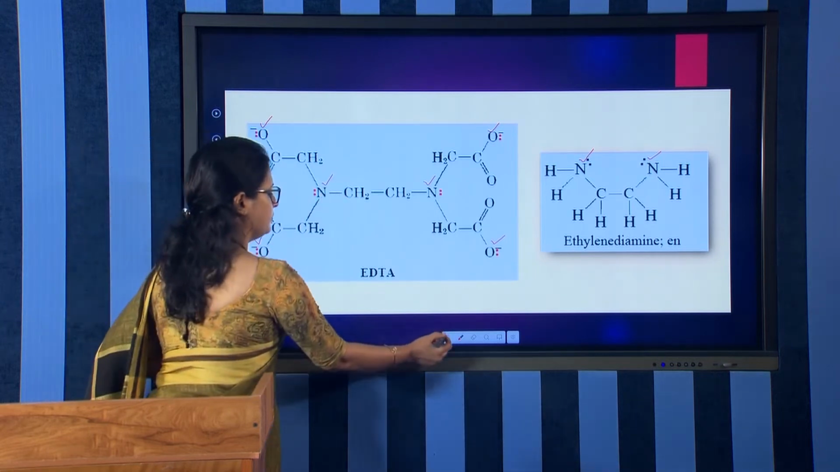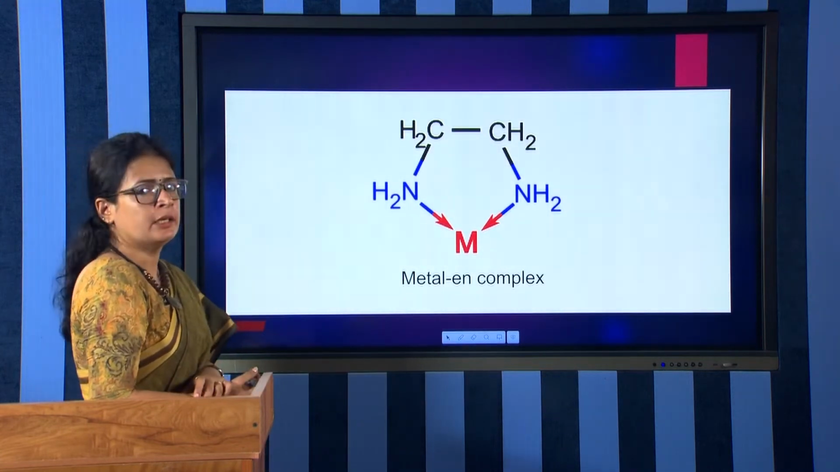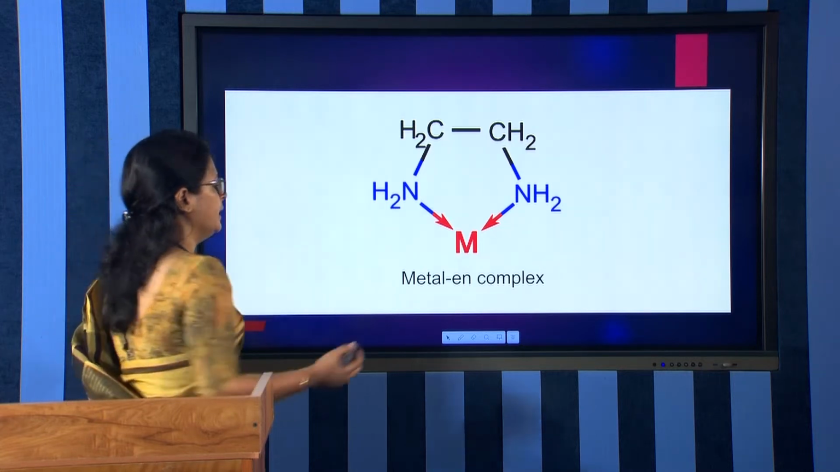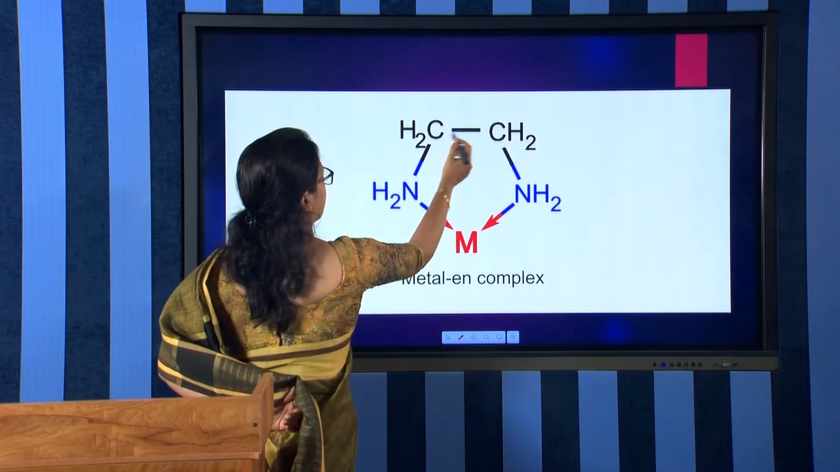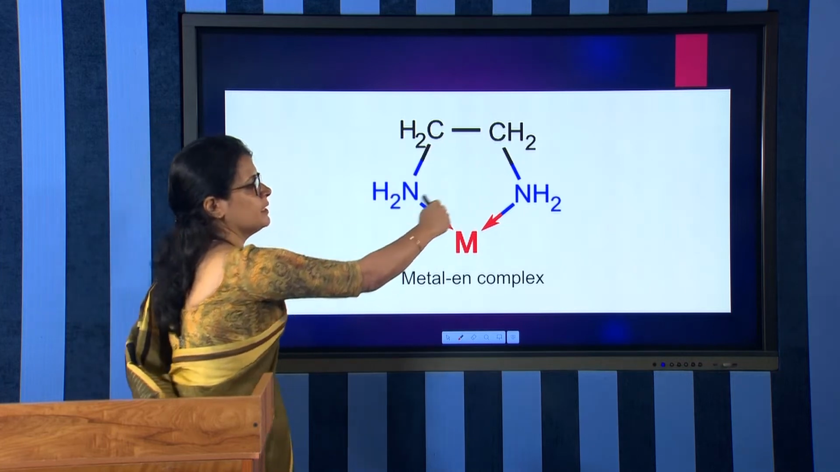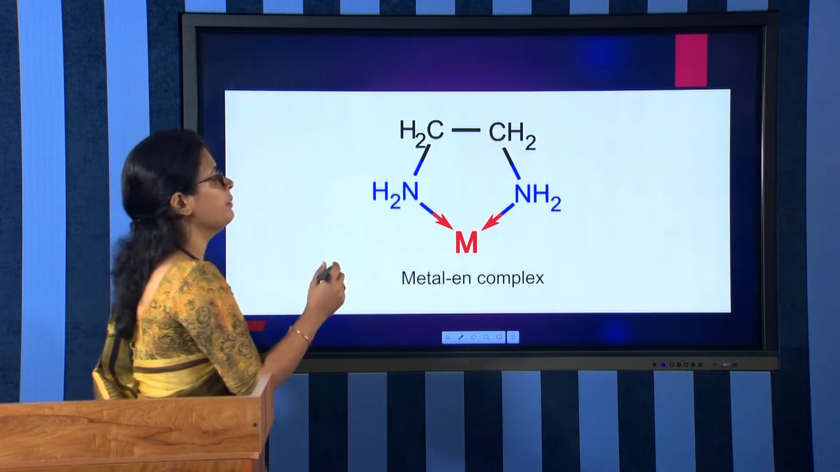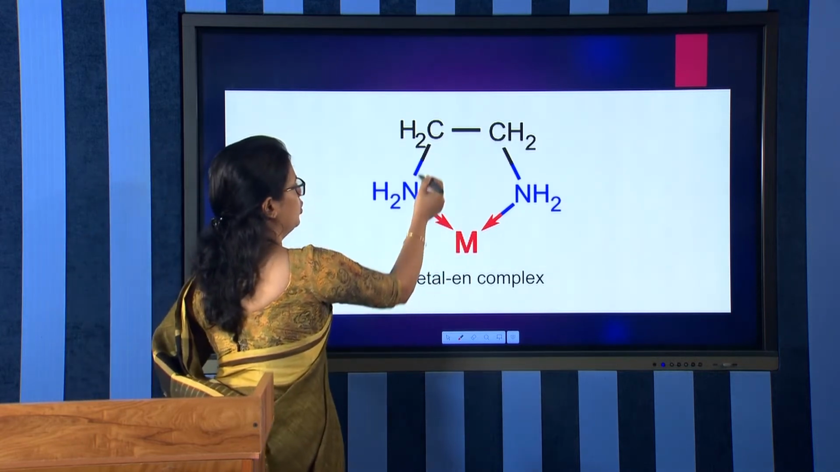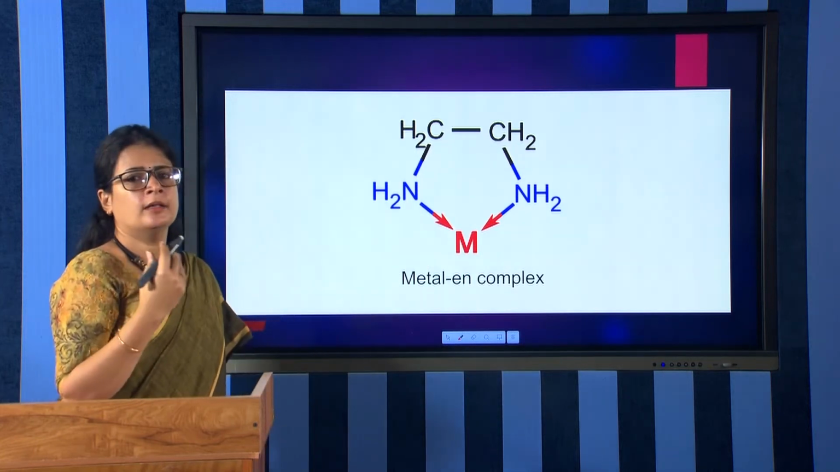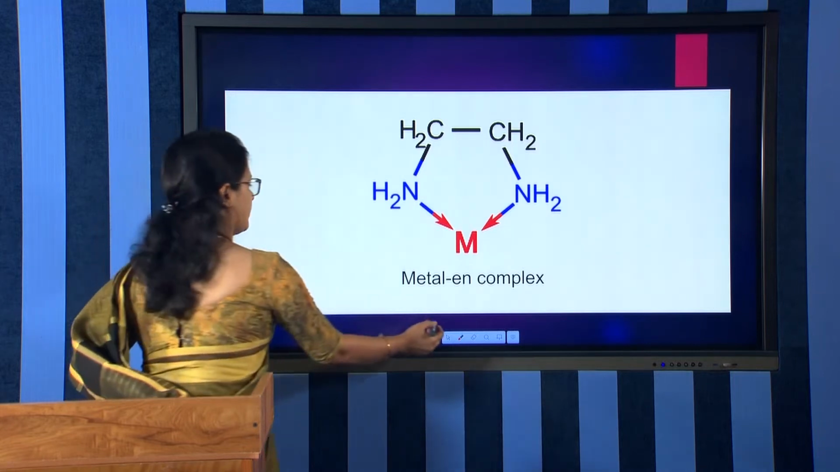Now you can see the way in which ethylene diamine forms a ring structure. This is the structure of ethylene diamine, and on the whole it will be forming a ring structure with the metal complex, and you can number the ring. It is a 5-membered ring, right? 1, 2, 3, 4, 5. It is 5-membered. I have already told that these chelates will be forming 5-membered or 6-membered rings.